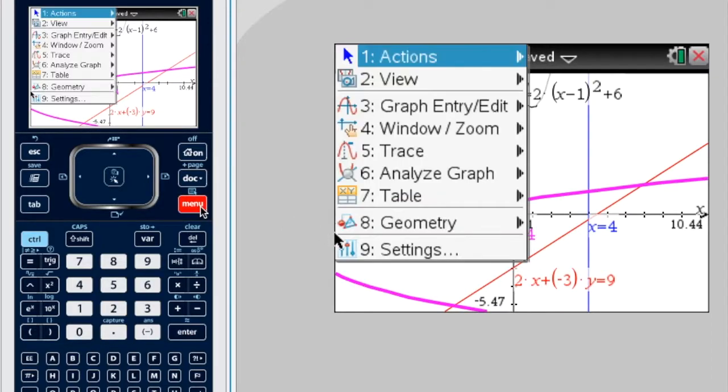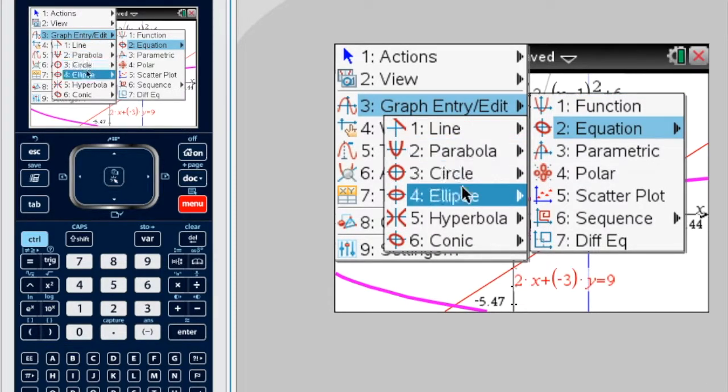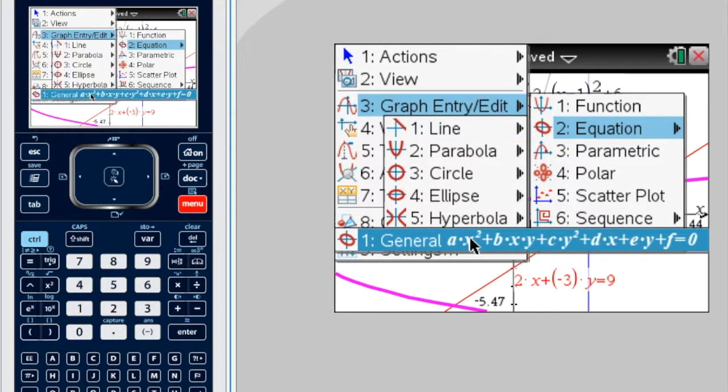If we look at the other choices that we have there, there's circle, ellipse, hyperbola, and conics. Now these aren't really done in the standard course or in the normal HL course, so we won't go over them, but if you like, you can explore them anytime.